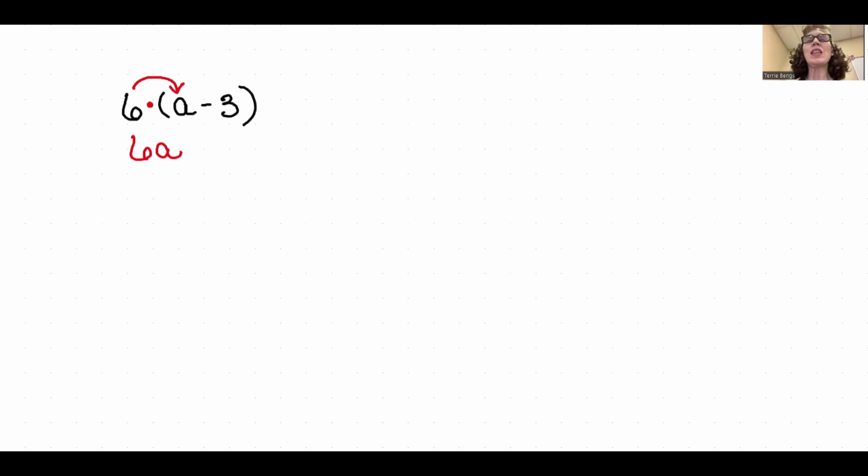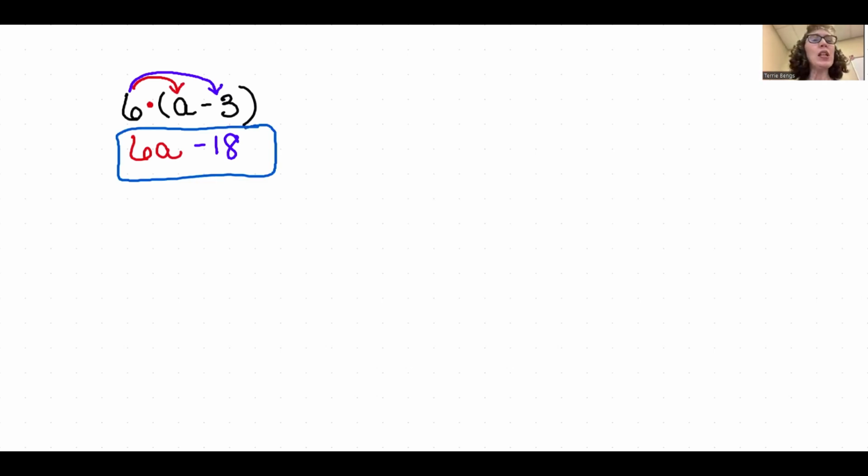Then we have to take that 6 and multiply it by the second term in our parentheses, which is our -3. Now be careful here and do not add, like combining like terms. This is not that. This is distributive property. So we take that number 6 and multiply it by that number -3, and we get -18. Then we look at those two terms, 6a minus 18, and ask, can we combine any like terms? We cannot. So this will be our answer.